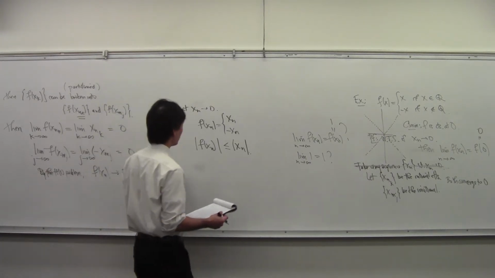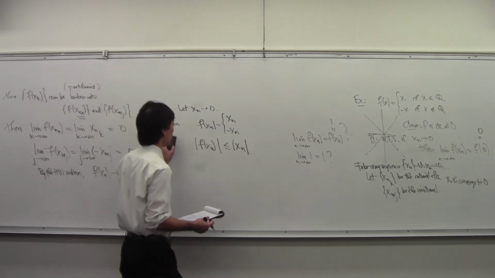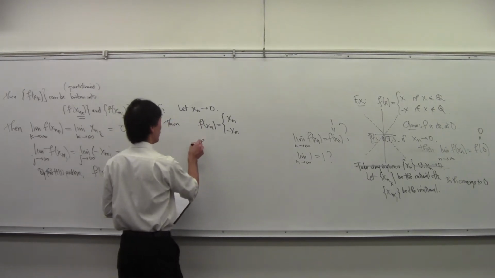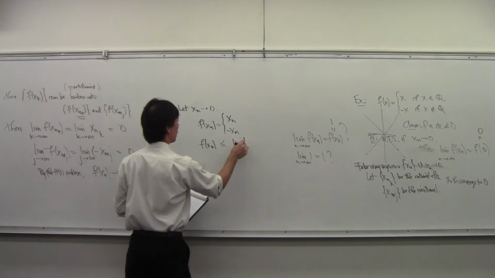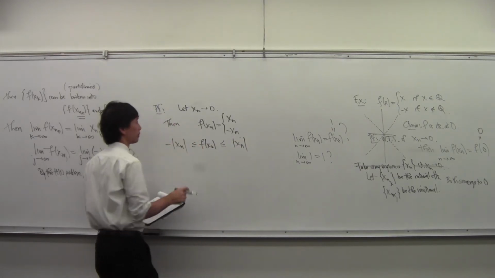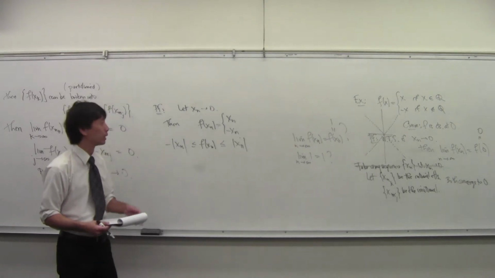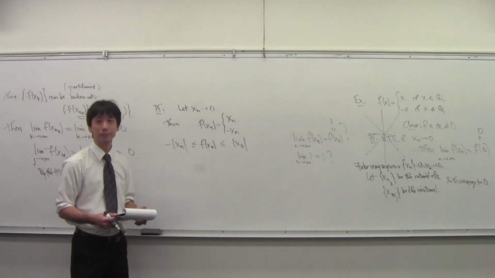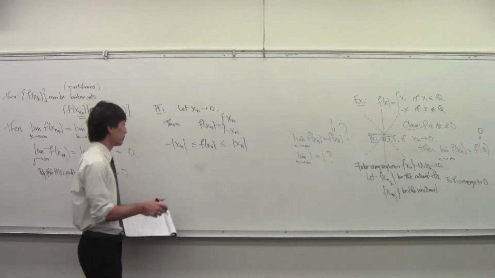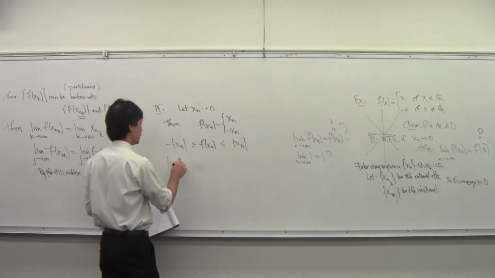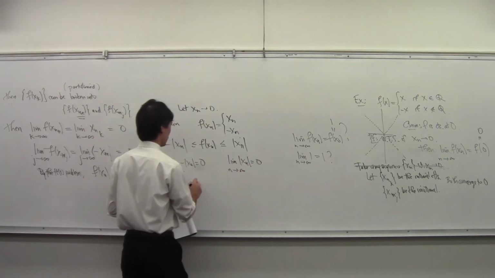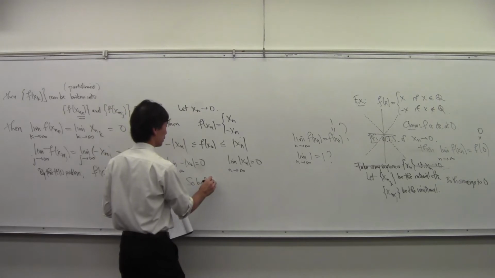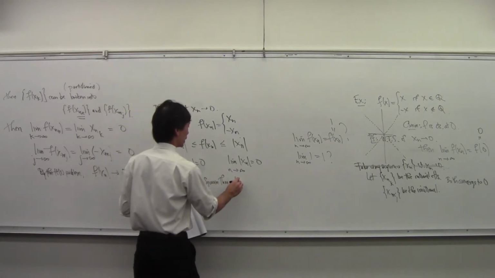Or, let me make it more squeeze theorem-like. f(x_n) is trapped between the absolute value of x_n and negative the absolute value of x_n. Right? Because it's actually either one or the other. Now, the limit of the left side is 0, and the limit of the right side is 0. So by the squeeze theorem, the limit of the middle must be 0.